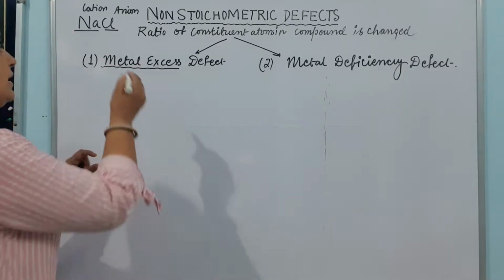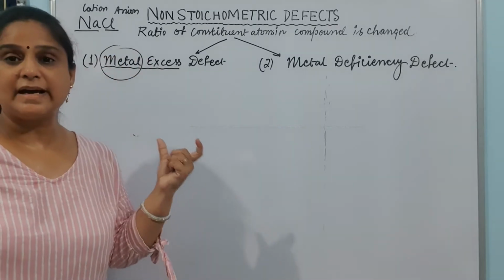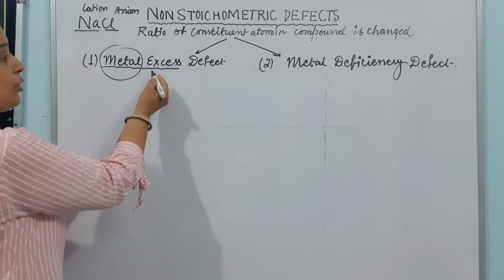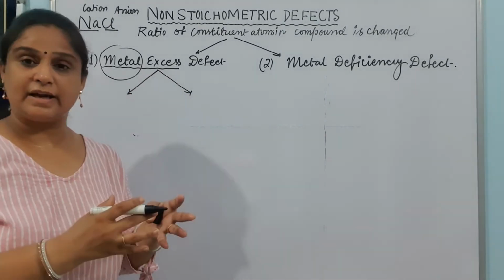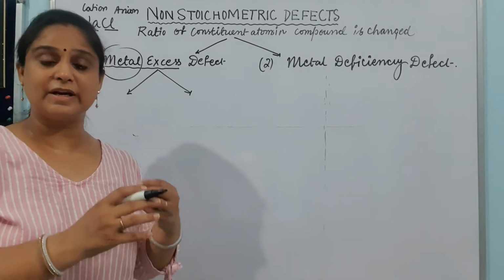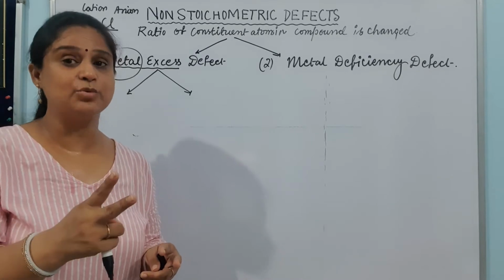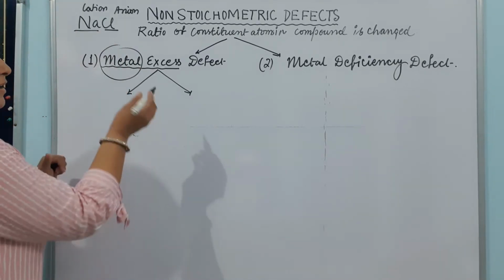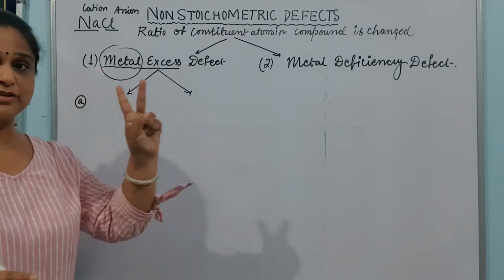Actually metal excess means the cation will be in excess in this type of defect. Now how can the cation be in excess? On the basis of how the defect is going on, how the cation remains in excess, there may be two reasons. And on the basis of these reasons, we have divided this metal excess defect into two categories.